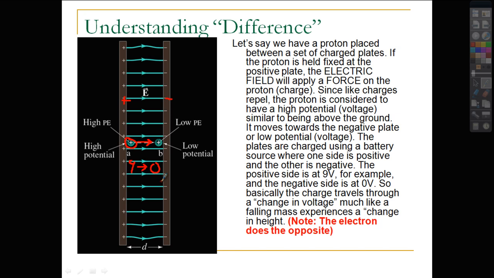Much like a falling mass experiences a change in height. So much like you go from a height of 20 meters and you drop something, it's eventually going to come down to 0 meters. If we had an electron here, it would do exactly the opposite. The electron would, if we started it over here, it would stay on this side. If we started it on this side, it would travel over towards the positive side.